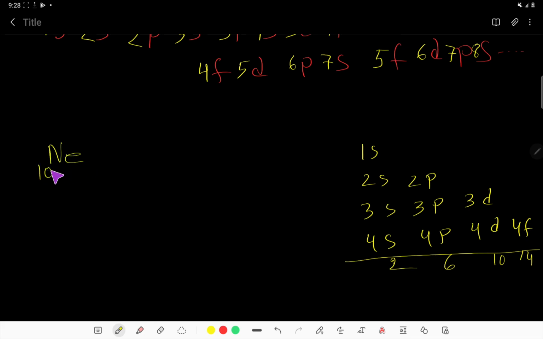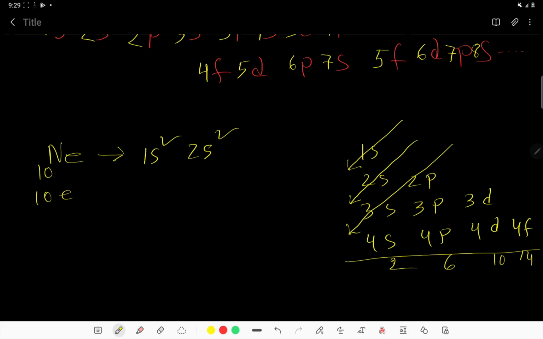So let us take an example of neon. The atomic number of neon is 10. This means that it has 10 electrons and 10 protons. Here we are focusing on electrons, so we need to distribute these 10 electrons to different sublevels. So first 2 electrons will go to 1s, 1s2, then 2s2, then 2p6. So 6 to 8, 10. So this is the electron configuration of neon, right?